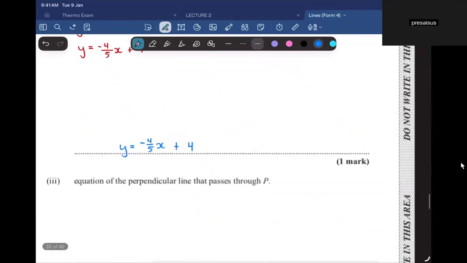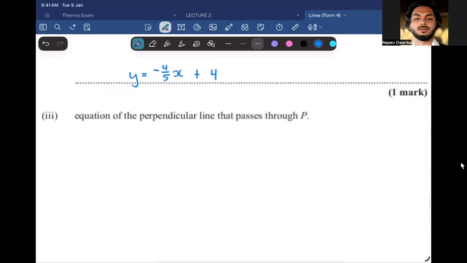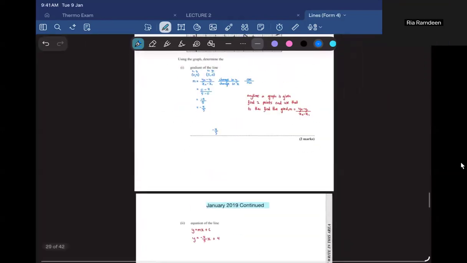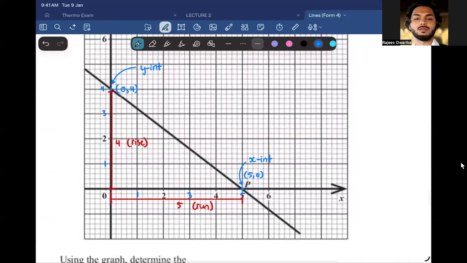All right, Ria, part 3. Give that a read. The equation of the perpendicular line that passes through P. So we want to figure out the equation of a perpendicular line that passes through P. If it's passing through P, we should take note of that, and if you want, you could do a sketch.